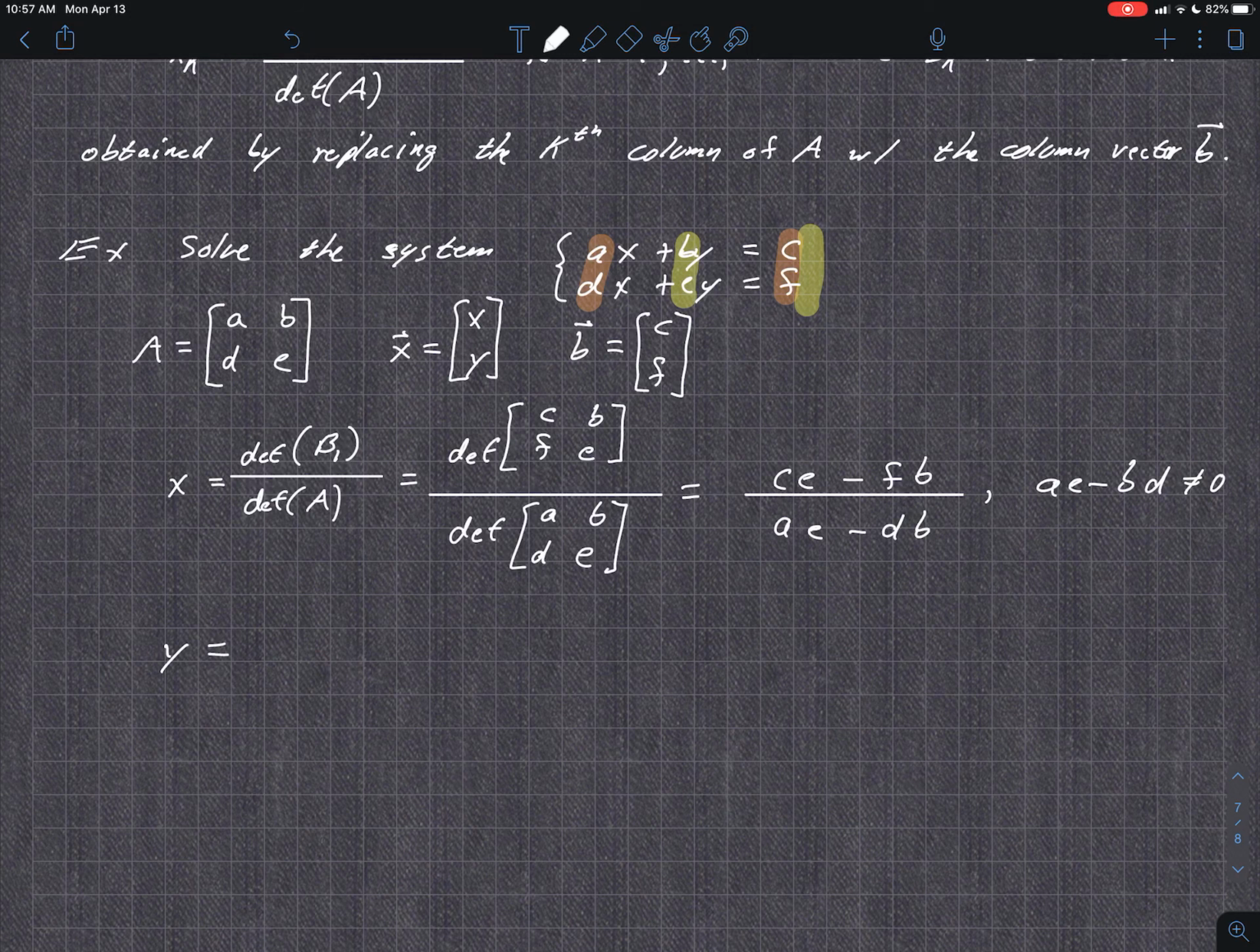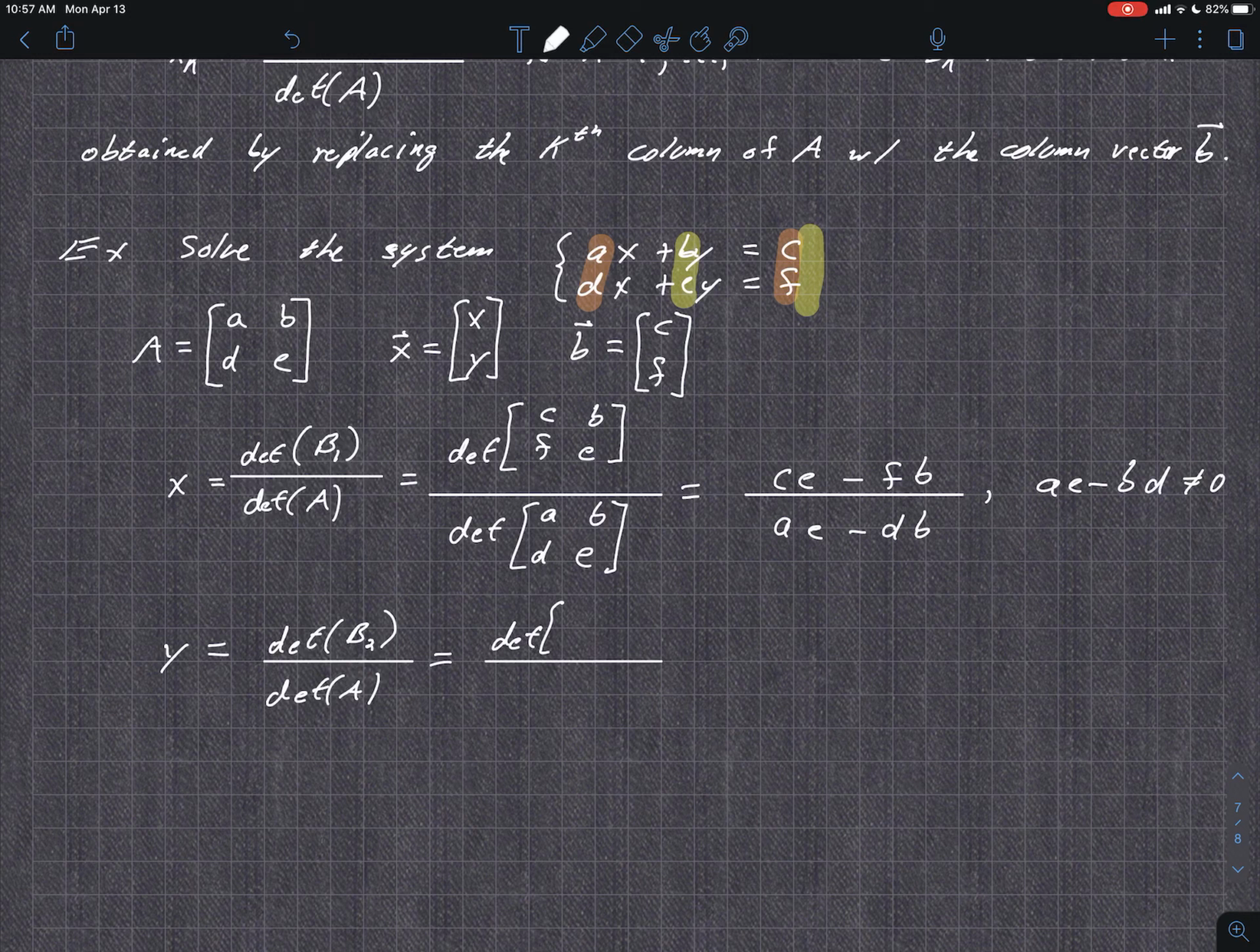And then your y, same thing. You just do those determinants. So it gives you kind of an algorithmic, straight up way of solving a system without doing all that row reduction stuff. So this is the determinant of B2 over the determinant of A. The determinant of A is the same, so I won't write that one out.